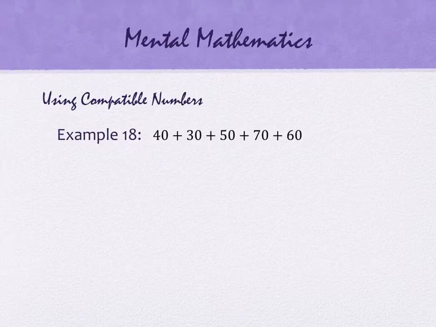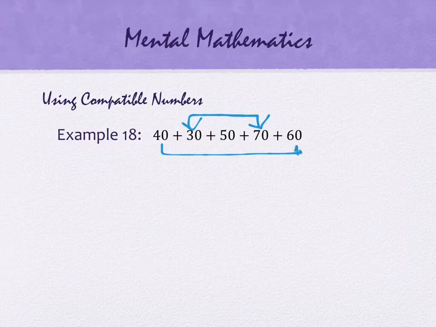So compatible numbers is the idea that some numbers add up to nicer values than other numbers do. In particular, it's really nice to add 70 and 30. Why? Because you get 100, right? What else is really nice to add together here? 40 and 60, because you get 100. So usually compatible numbers add up really nicely to give you 10 or 100 or 1,000. I mean, that's kind of the deal.